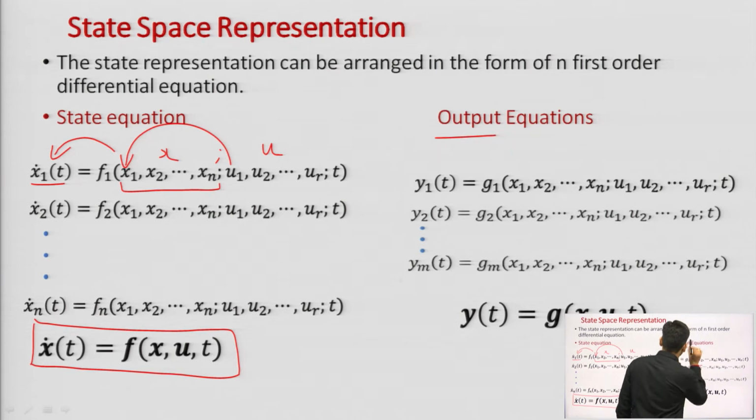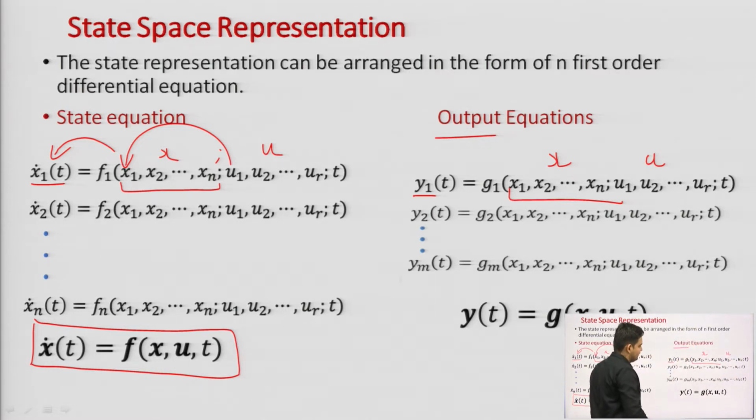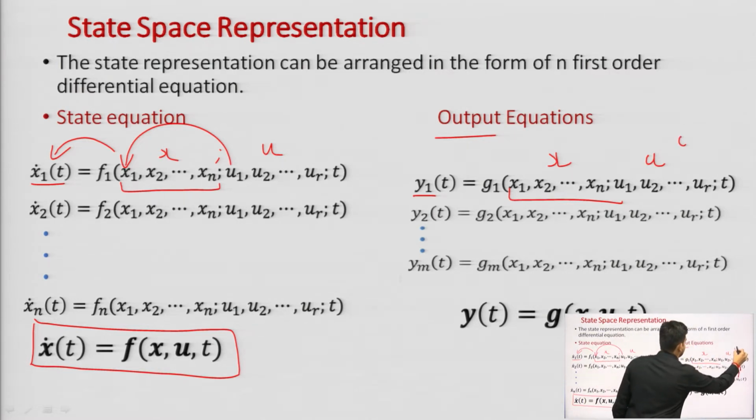In the same way, if we see the output equation, the y1 is given by g times of x1, it means it is depending on the state vector x and depending on my input variable. So, my output equation is again a function of x and the input u. So, I can say my y(t) is a function of x and u.